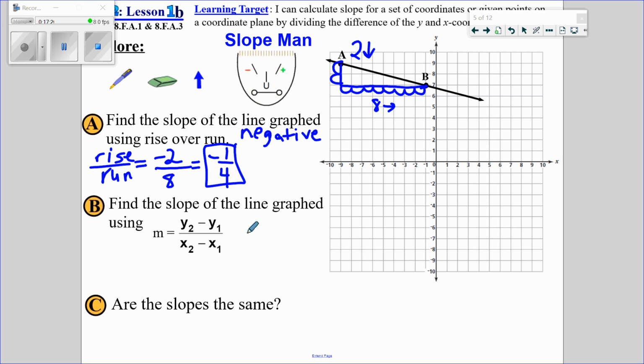Now we're going to find the slope of the line graph using the slope formula m equals y2 minus y1 over x2 minus x1. But first we must write our coordinates. A is negative 9, positive 9. And B is, see where B is, it's negative 1, 7. So negative 1, 7.